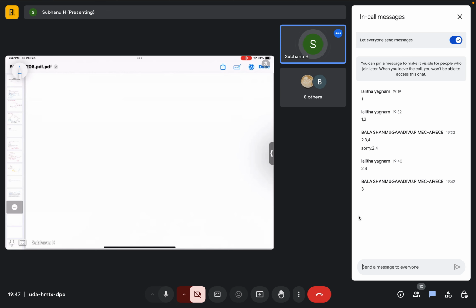Okay, so what is this algorithm? We are discussing Chu-Liu Edmonds. Right. So the problem definition is like this.